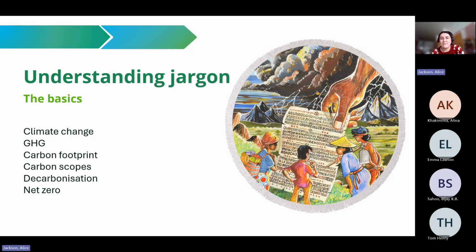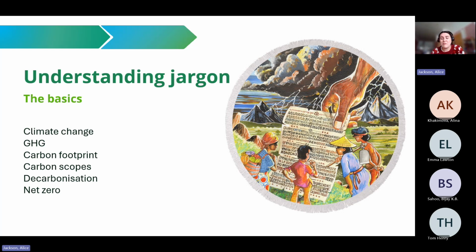First one of those is climate change, essentially the long-term shift in temperature and weather patterns. The basic idea is the Earth is getting warmer due to human activities. And then you'll see GHGs alongside that. That's greenhouse gases, which are the gases in the Earth's atmosphere that trap the heat, causing the Earth to warm. A measure of those things is a carbon footprint.